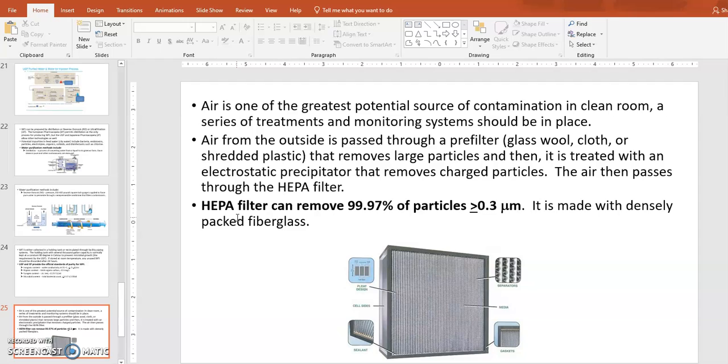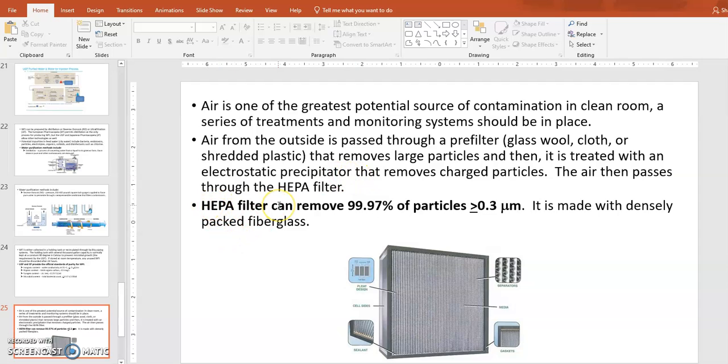And then, of course, airflow. Good air is generated through a HEPA filter, right? Air from outside should pass through several layers of HEPA filter. Before the HEPA filter, you will use a pre-filter that has larger holes, like glass wool, cloth, and shredded plastics, and things like that. And then after the pre-filter, the air will go through the HEPA filter.